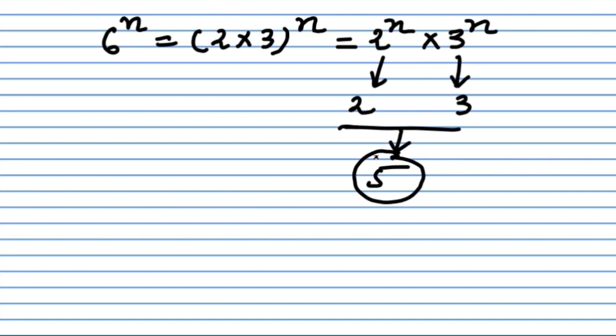So I can say that if it does not have 5 as a factor, then it cannot end with the last digit 0. If it has the factor 5, then it can end with the last digit 0. But as it does not have 5 as a factor, I can say that 6 raised to n cannot end with the digit 0.